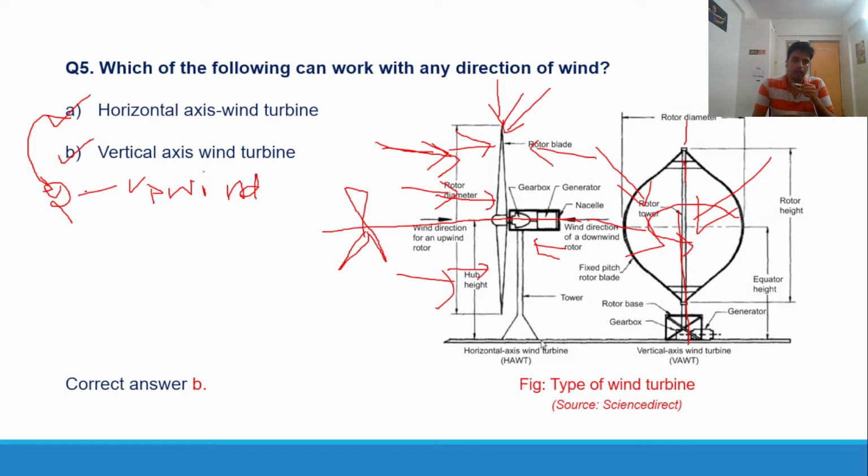And the other one is the downwind wind turbine. In the downwind turbine, the rotor faces in this direction and the wind is coming from behind. So this is the downwind turbine. That is the horizontal axis wind turbine classification.